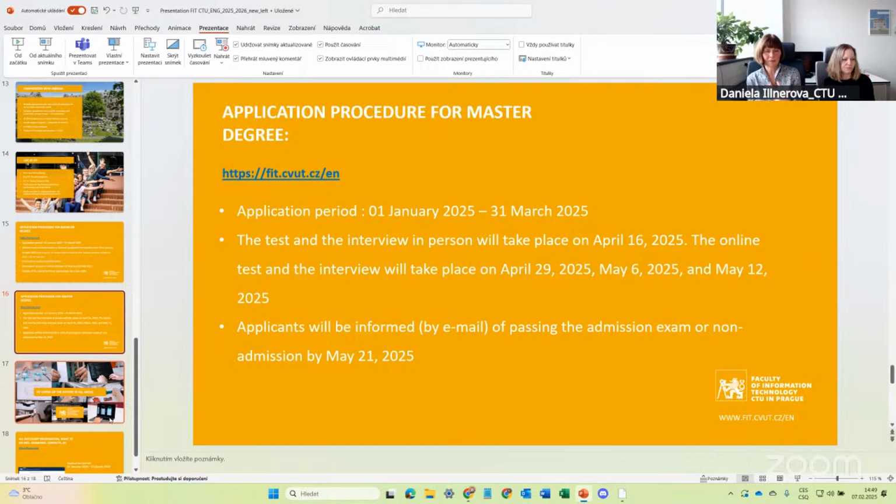We have 2 semesters. There are universities abroad with 3 semesters. We have 2 semesters, let's say approximately 5 months. And they start late in September and early in the spring. Again, you will see a timetable of the whole academic year on our web page.